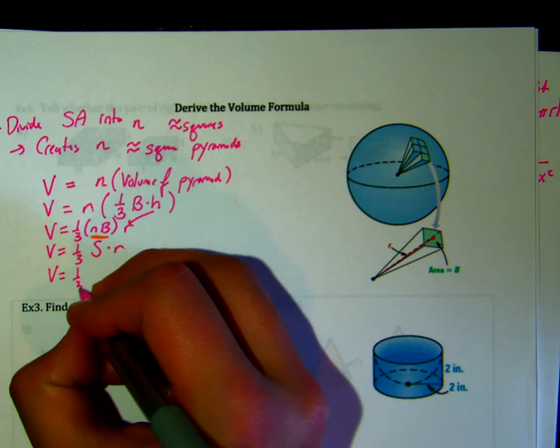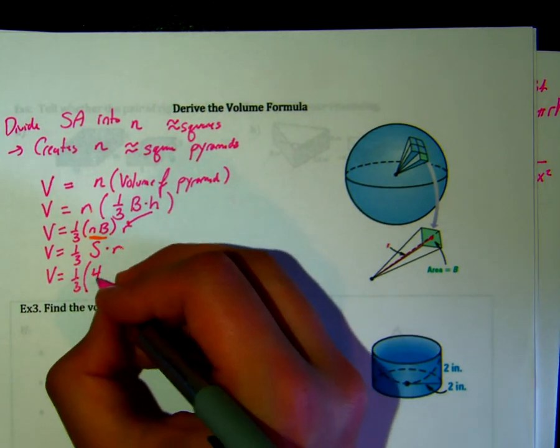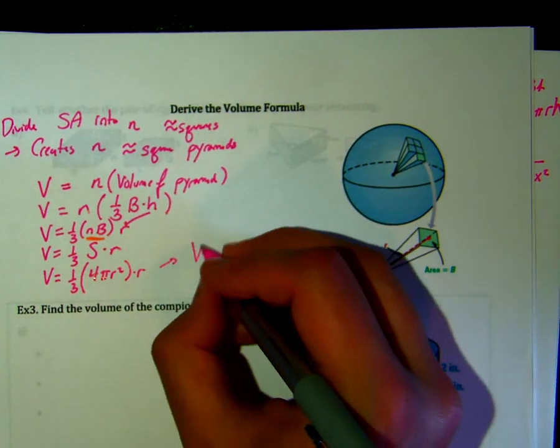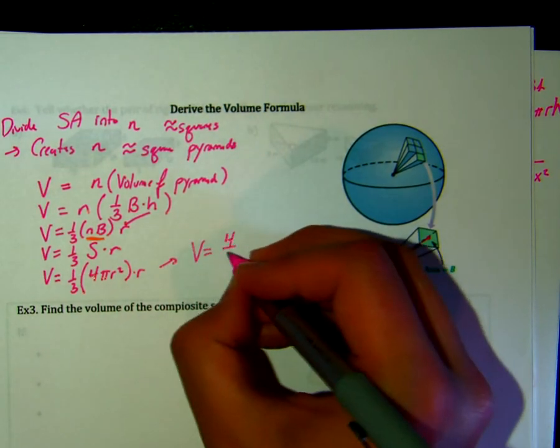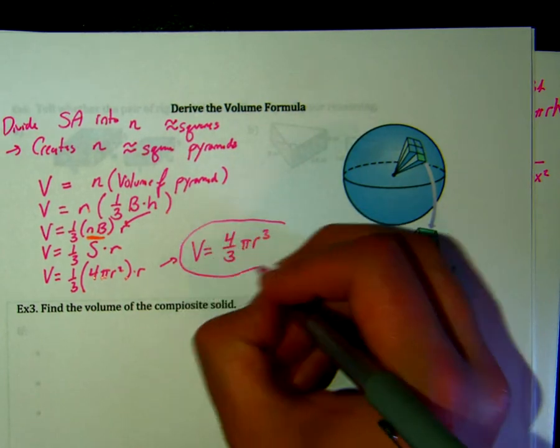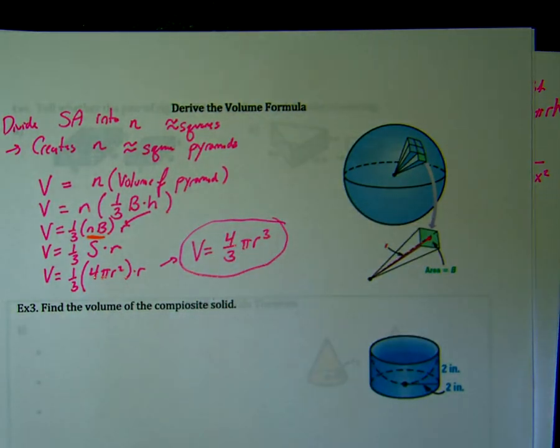And we just talked about this, where the surface area of the sphere is 4 pi r squared. That means that my volume formula is 4/3 pi r cubed. So that is the volume of a sphere.